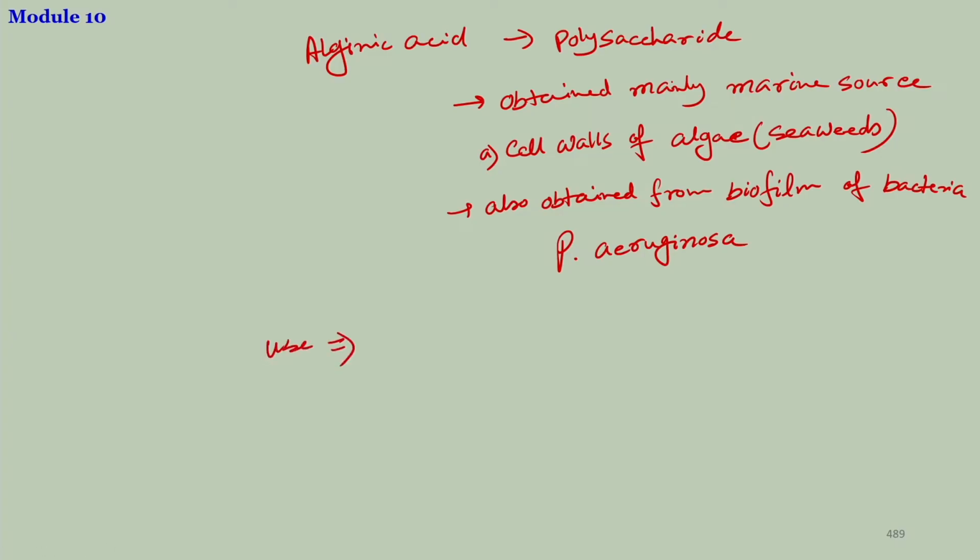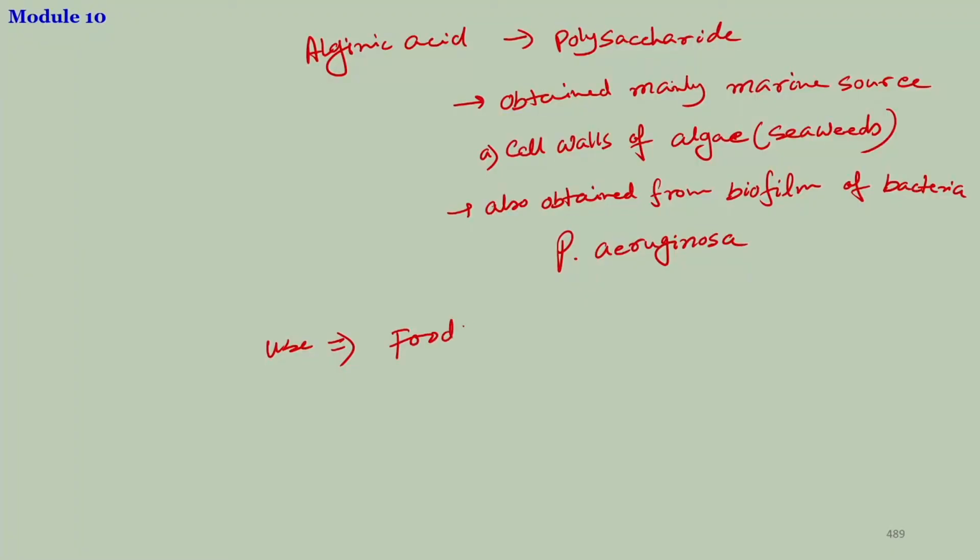Because of its long structure, it is used as a thickening agent in the food industry, drinks industry. So, it is used in foods, drinks, or beverage industries. This is used in cosmetics. The calcium salt of alginic acid is used for dehydration of water from certain sources.